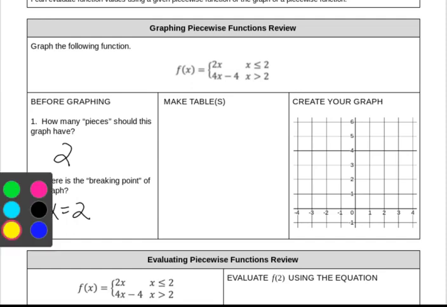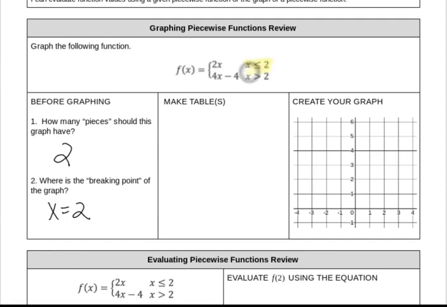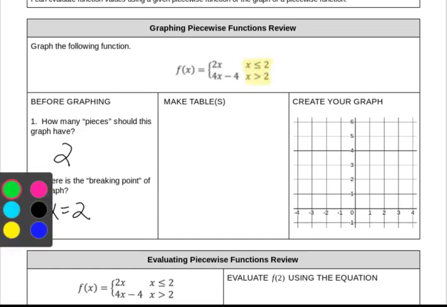The reason that we know that there's 2 pieces and where the breaking point is, is that we look at the break in the domain. One piece, this 2x, is only for when x is less than or equal to 2. The other piece, this 4x minus 4, is for when x is greater than 2. So we know that the breaking point is when x equals 2, and there are those 2 separate pieces.